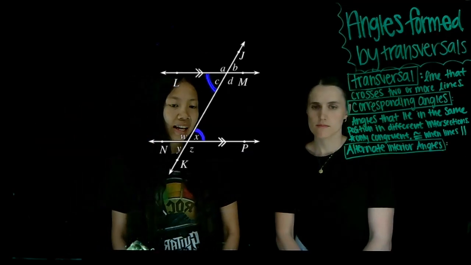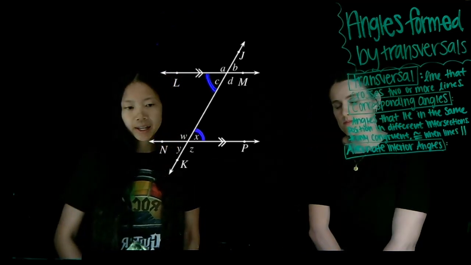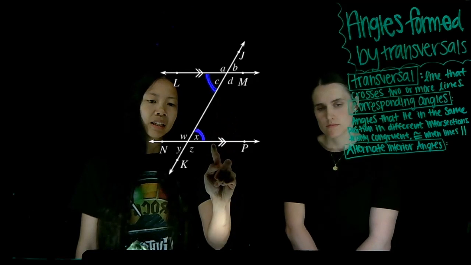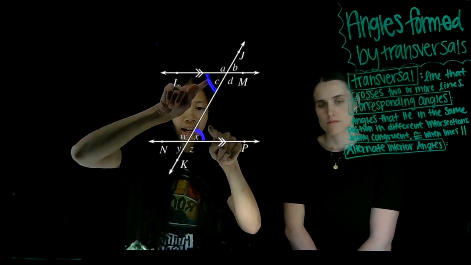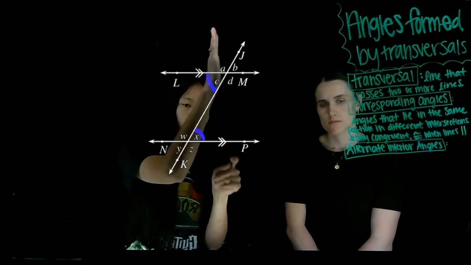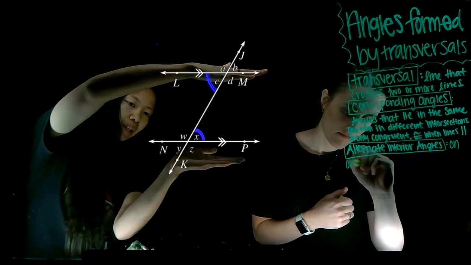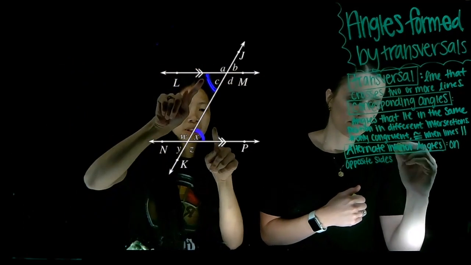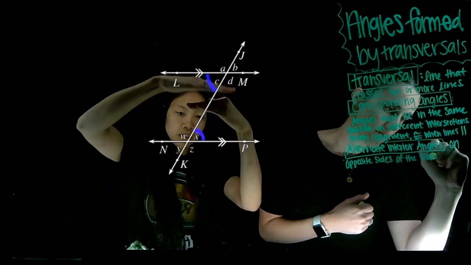All right, let's investigate another angle pair relationship when we have a transversal crossing parallel lines. So we got angle C here and angle X. These are called alternate interior angles. They are alternate because they are on alternating sides or opposite sides of the transversal, and they are interior angles because they are in between these parallel lines. So alternate interior angles are angles that are on the opposite side or alternating sides of the transversal, and they are in between those parallel lines.